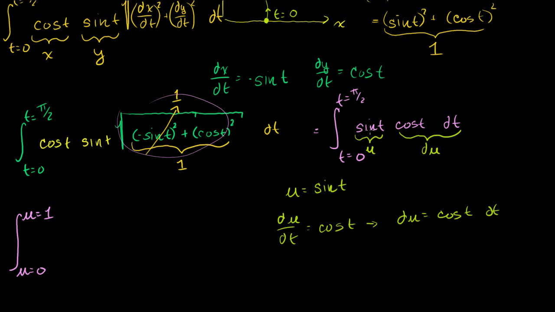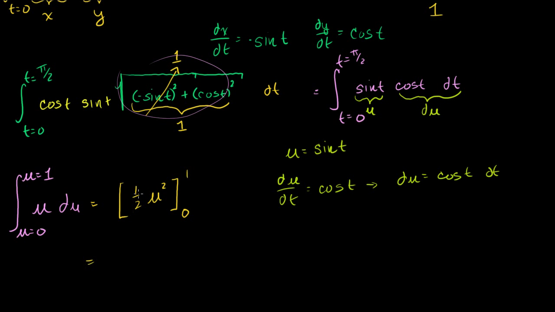And then we have, instead of sine of t, I'm going to write u. And instead of cosine of t dt, I'm just going to write du. And now this is a super easy integral in terms of u. The antiderivative of u is 1/2 times u squared, right? We just raised the exponent and then divided by that raised exponent. So 1/2 u squared, and we're going to evaluate it from 0 to 1. And so this is going to be equal to 1/2 times 1 squared minus 1/2 times 0 squared, which is equal to 1/2 times 1 minus 0, which is equal to 1/2.